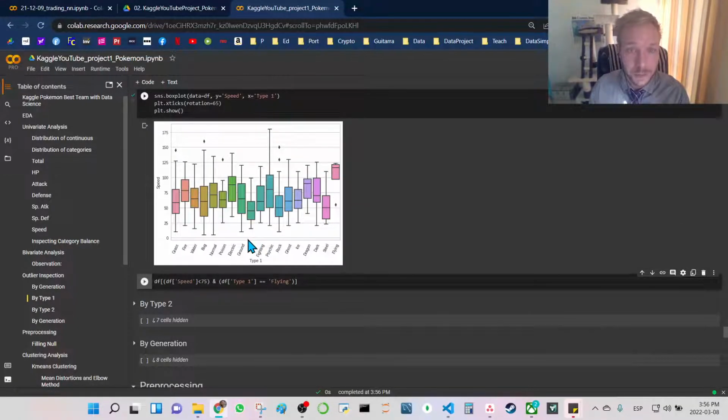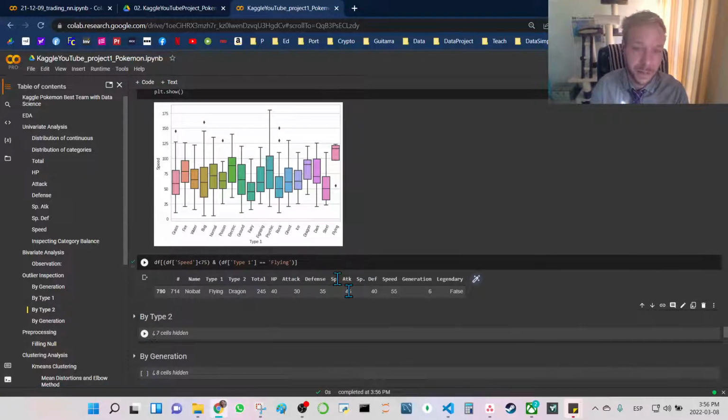So looking at the speed in terms of type 1, we have outliers across the board, but we again see flying, and there seems to be a flying Pokemon that is an outlier on the bad side. It's not an outlier in the good sense, it's an outlier in the bad sense.